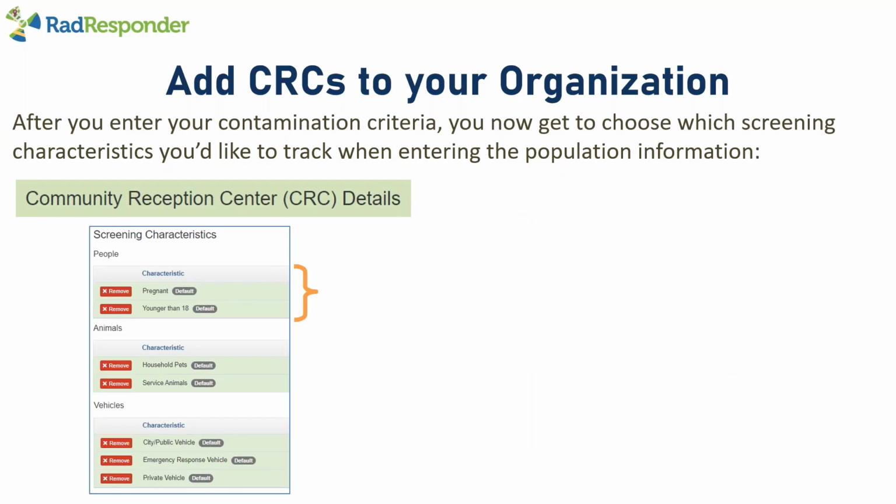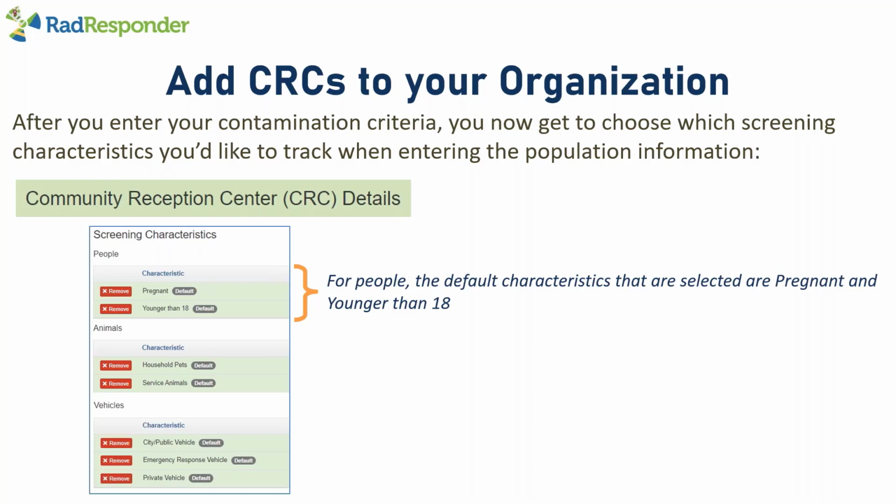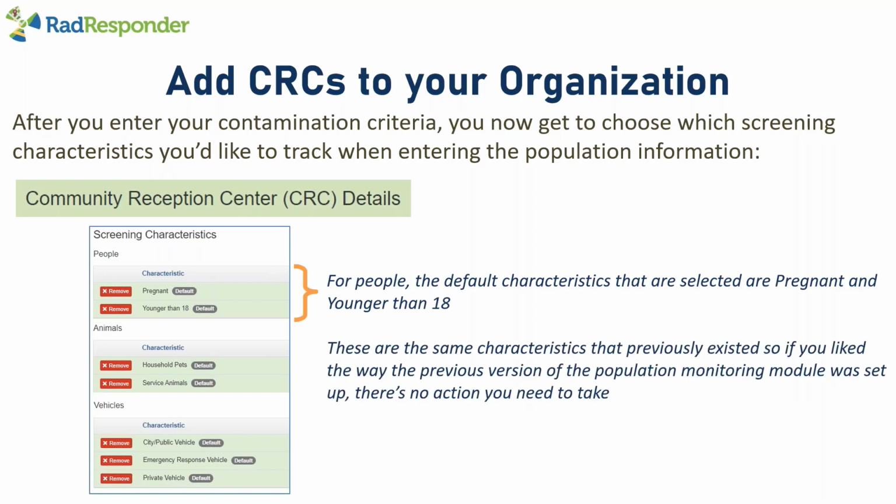After you enter your contamination criteria for people, vehicles, and/or animals, you'll then be presented with this screening characteristics section. So this is going to determine what you're actually tracking when you're entering your aggregate population information. Again, if you did work with this module pre-February, March of this year, you'll notice that pregnant and younger than 18 are those two characteristics that already existed. That's why they have these default markers here. So if that's all that your CRC tracks, that's all that you care about for your information, then there's really no additional steps you need to take.